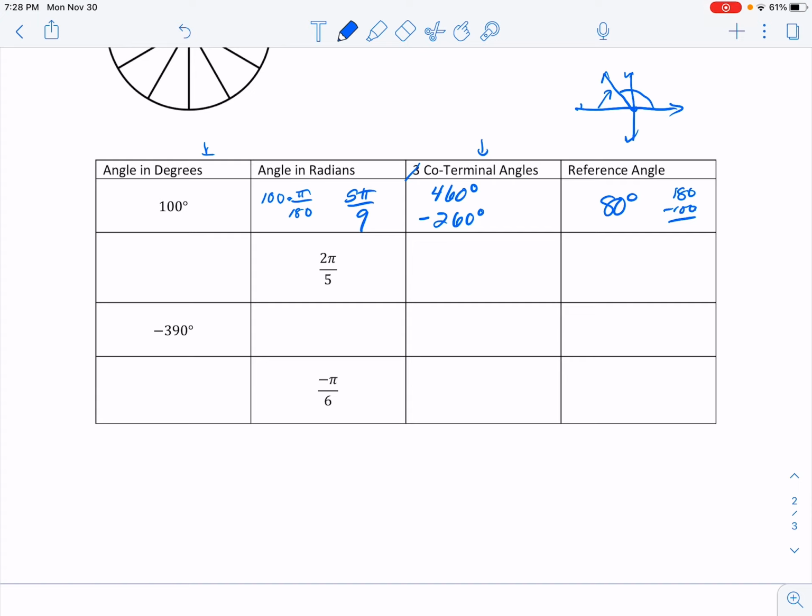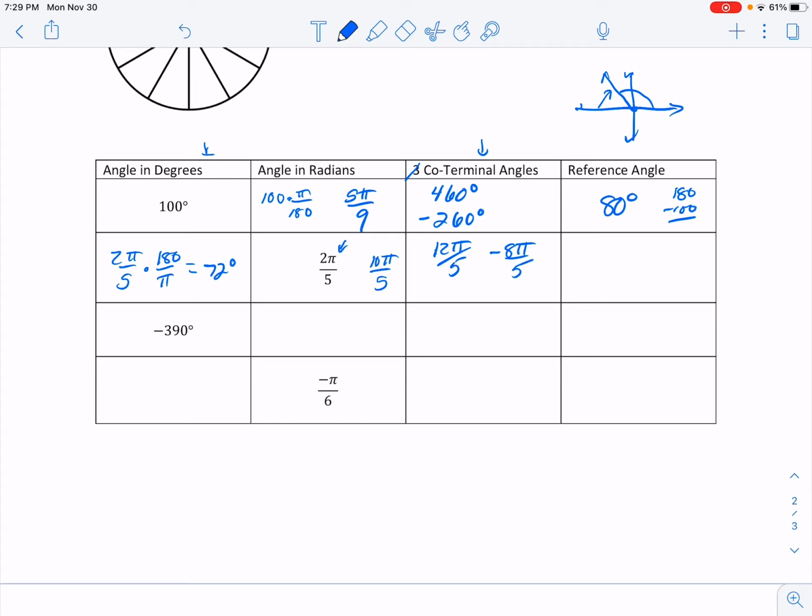This, they gave me 2 pi over 5 radians. I'm going to multiply 2 pi over 5 times 180 over pi. They cross out. Equals 72 degrees. Coterminal, since they gave it to you in radians, they want the answer in radians. So I'm going to add 10 pi over 5, because that's 2 pi. You get 12 pi over 5, and you subtract it, and you get negative 8 pi over 5.